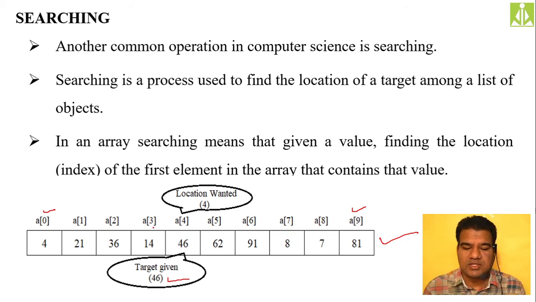Location wise it is the fifth location, but index wise it is the fourth index, because the index starts from 0. So this is the 0th index, 1st index, 2nd index, 3rd index, 4th index. If you consider locations, we should not say 0th location: first location, second location, third location, fourth location and fifth location. The fifth location is the fourth index value. I hope you understood this one. It is a very basic searching operation.